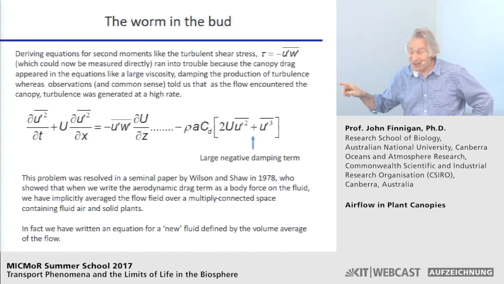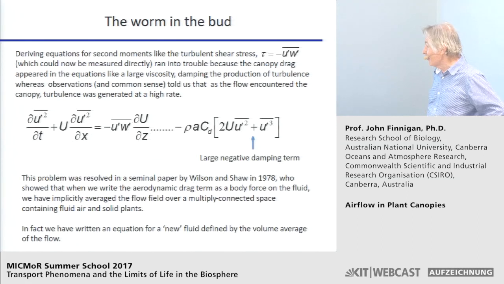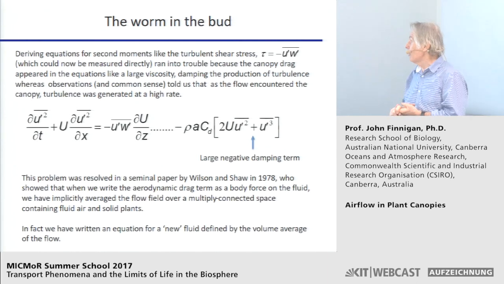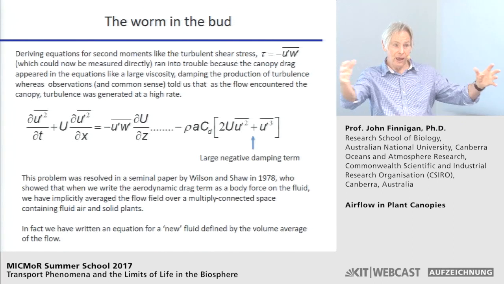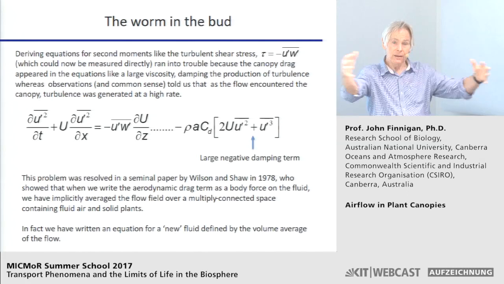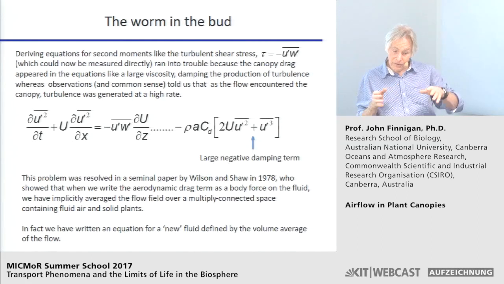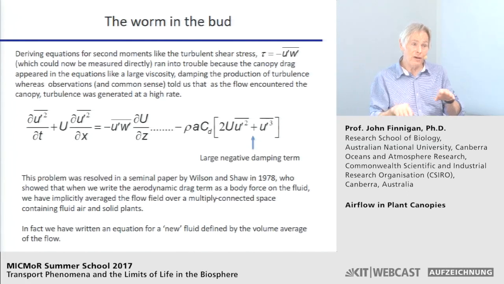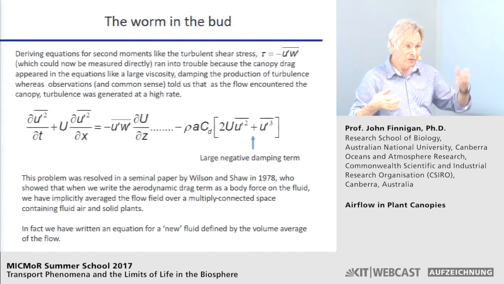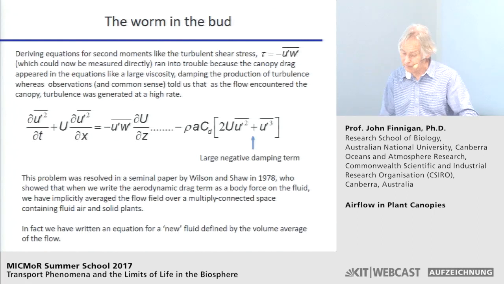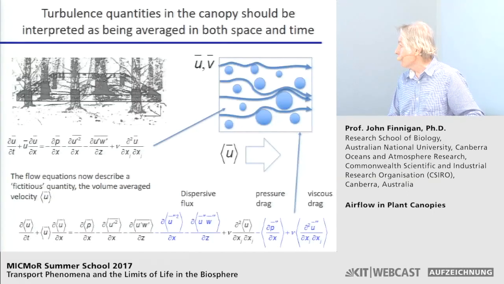I can't remember Wilson's first name. I don't think he carried on in turbulence. But they show that when you write the aerodynamic drag as a body force, what you've actually done is implicitly average over all the plants. And you've averaged over a multiply connected space, because this air space you've averaged over has got all these solid bits, all these holes in, really, where the air can't go. And that has mathematical consequences.